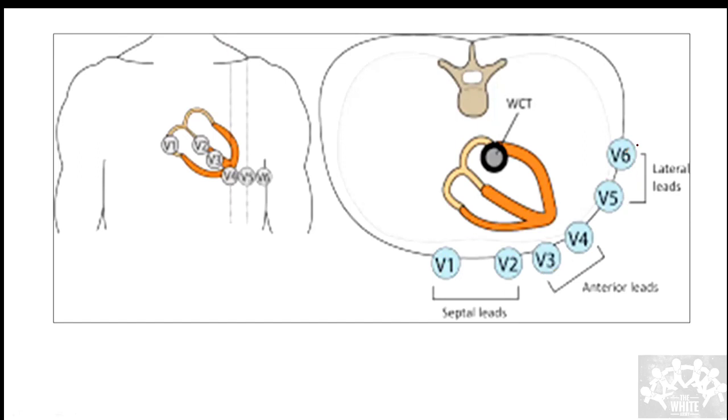Now I'll add this concept here itself. Let's say this is anterior. This part is going to see more of the septum, so these are called septal leads. The next part is V3, V4, which are called anterior leads. When they're placed here, they're going to see the heart from this side, so these are called lateral leads.